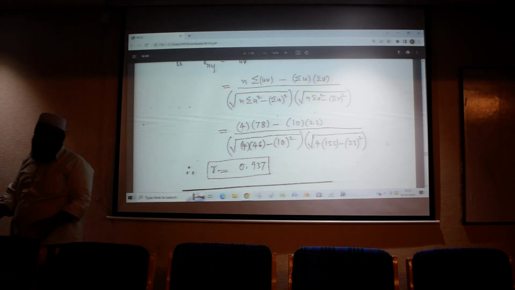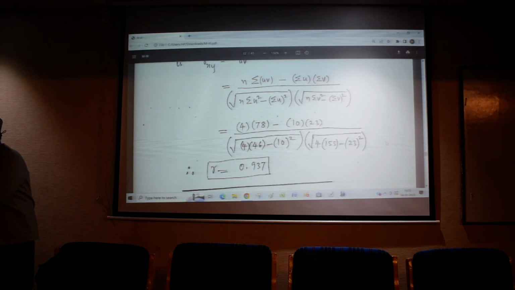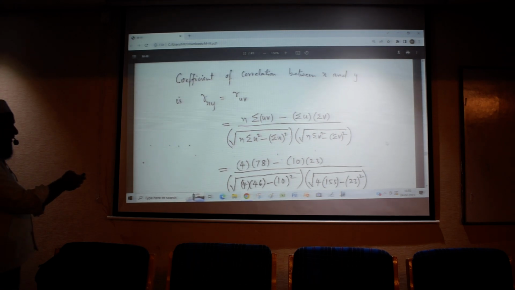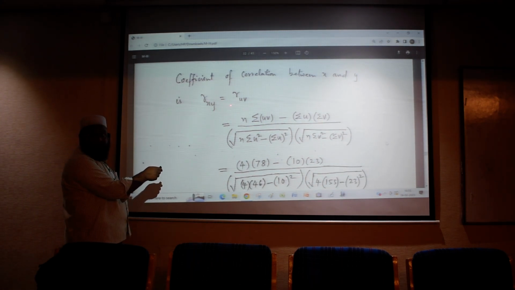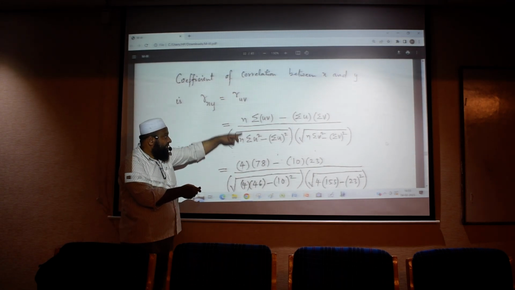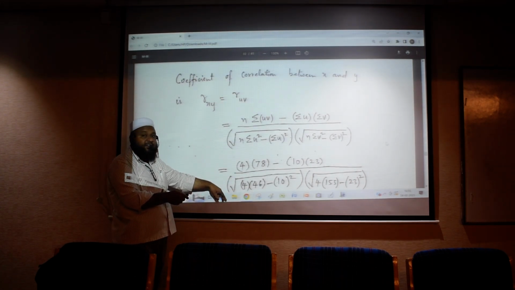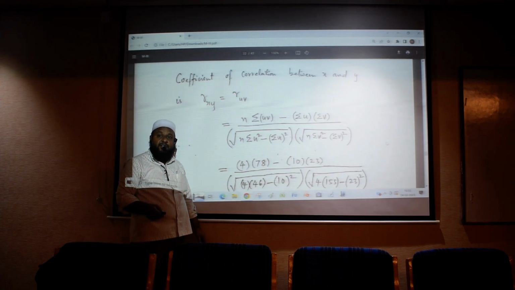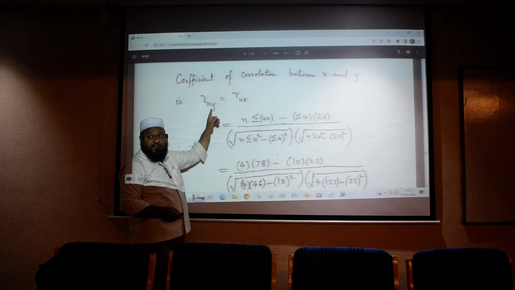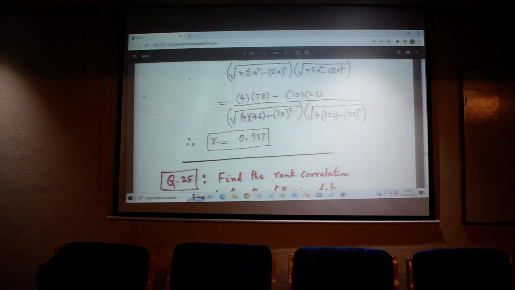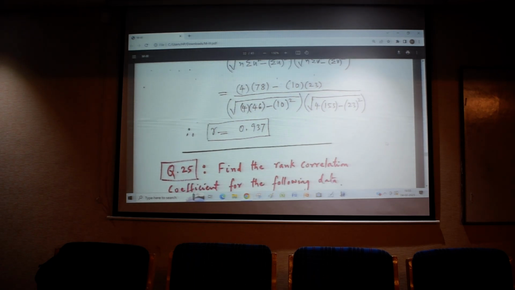And I told you that you will get the same value for that. Just see here, the value of R for X and Y is the same as the value of R for U and V. So, on simplification we got the final value. That is nothing but the R value, the coefficient of correlation between X and Y. How much is the R value we got? 0.937.